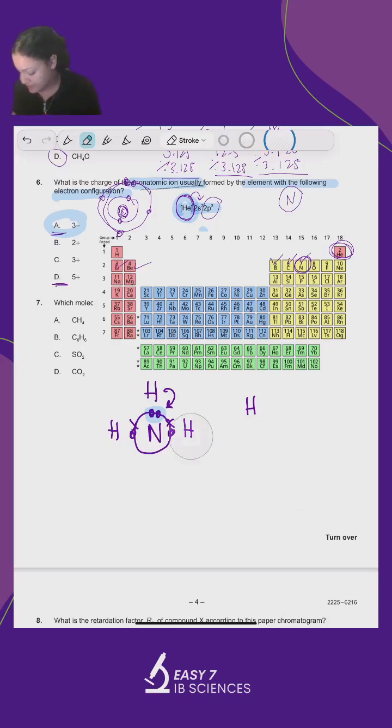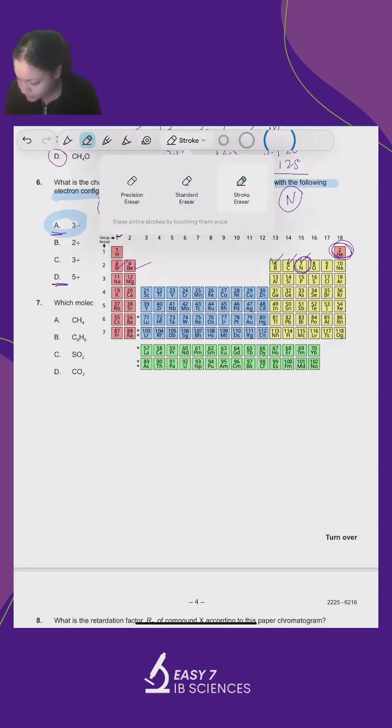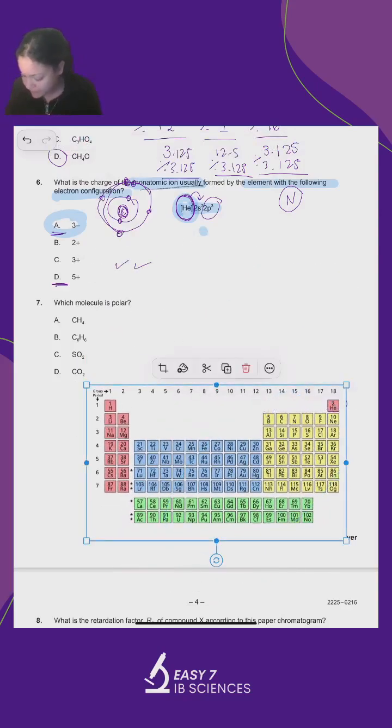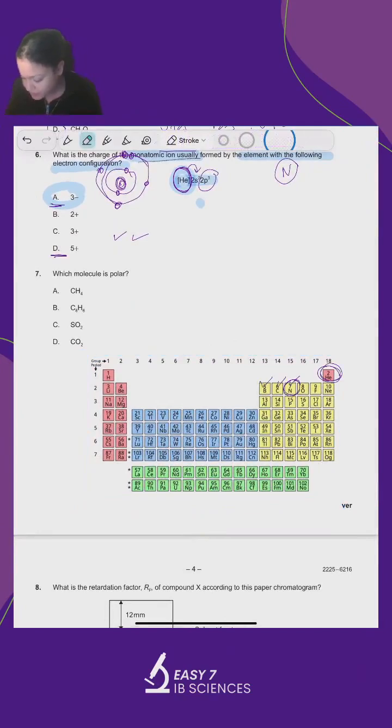So I'm just going to erase this now. We're going to move on to the next question. So let's take this down. Okay. The next one says, which molecule is polar? So for this question, we're going to have to solve and figure out which molecule is polar.